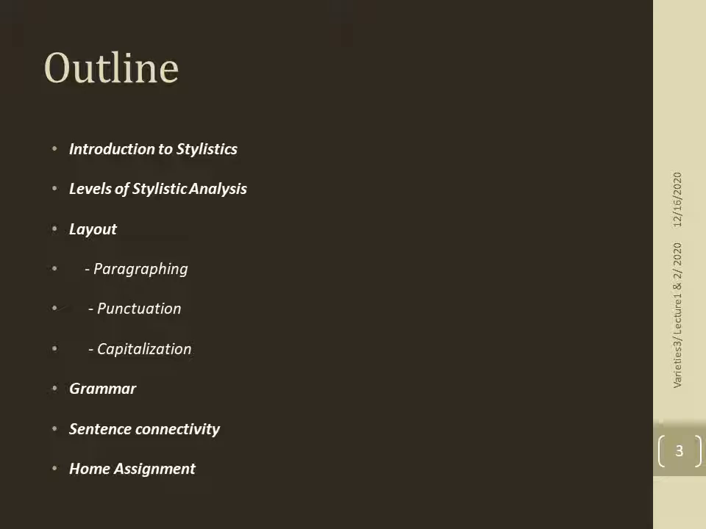Then we'll move to look at the levels of stylistic analysis. You know that stylistic analysis covers different levels like syntax, vocabulary, layout, grammar, phonology. So we will look at all these levels of analysis. For today, our actual analysis starts with the layout, namely paragraphing, punctuation, capitalization, grammar, sentence connectivity, and we will wrap it up with a home assignment due next week.